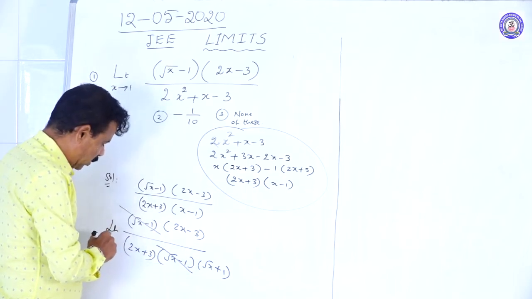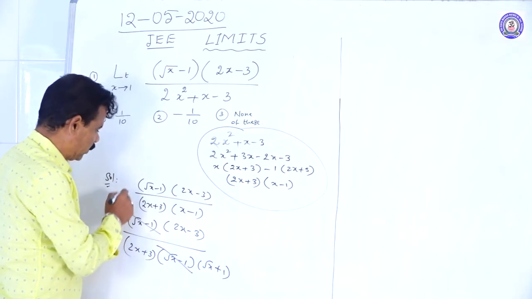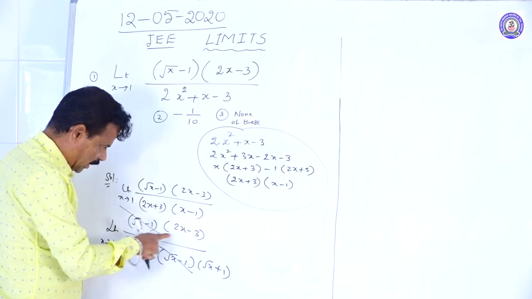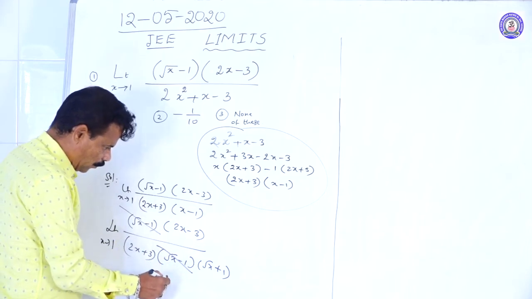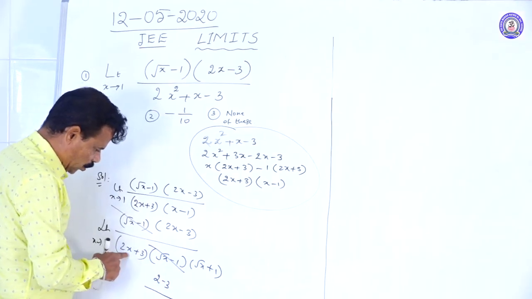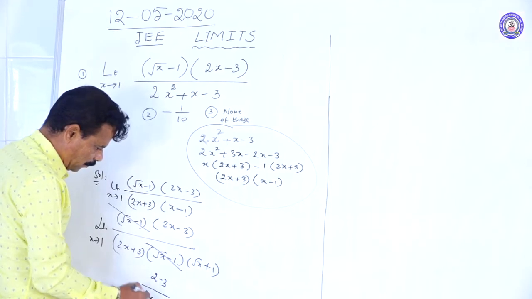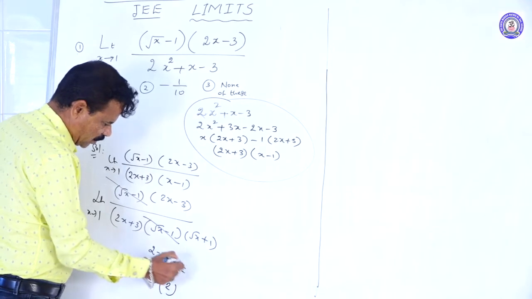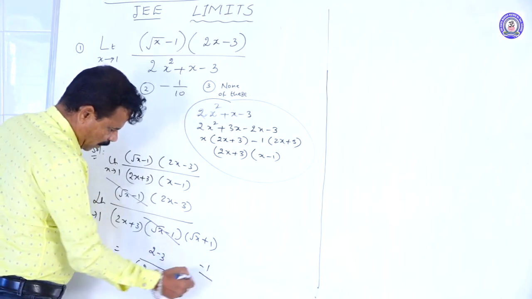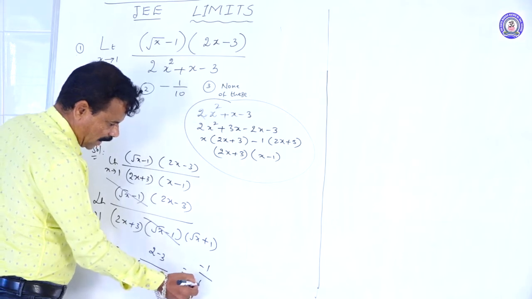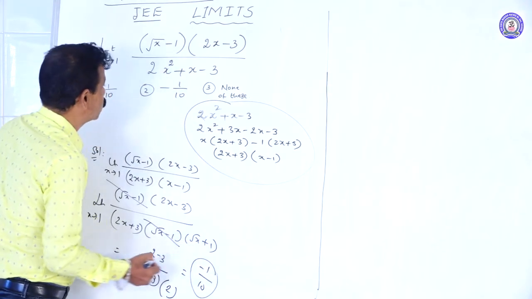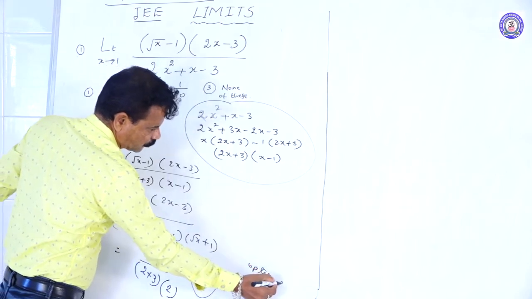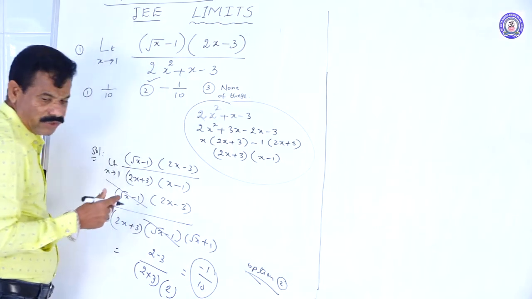Limit x tends to 1. Substitute directly: 2 into 1, 2 minus 3, divided by 2 into 1, 2 plus 3, into 1 plus 1, 2. So it is equal to minus 1 by, this is 5 into 2, 10, minus 1 by 10. So minus 1 by 10, second option. This is the right answer.